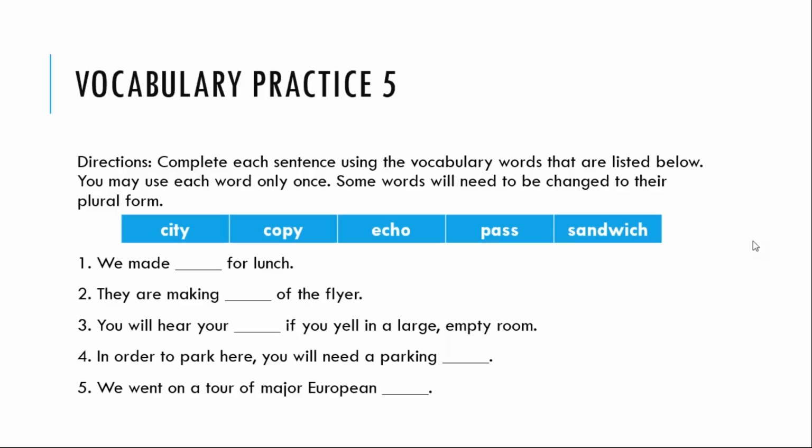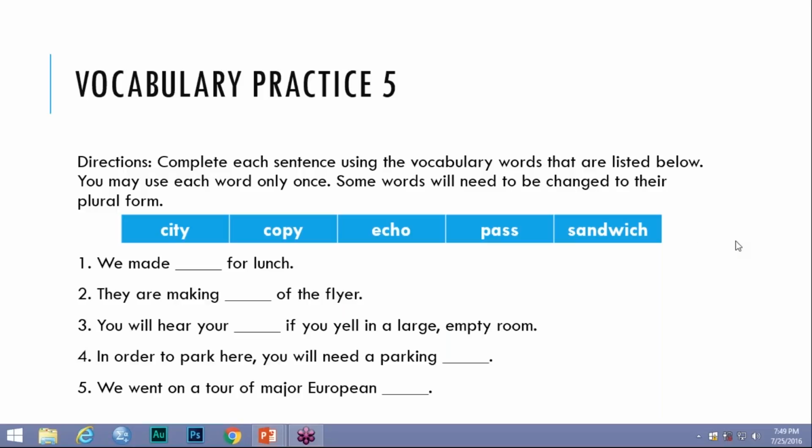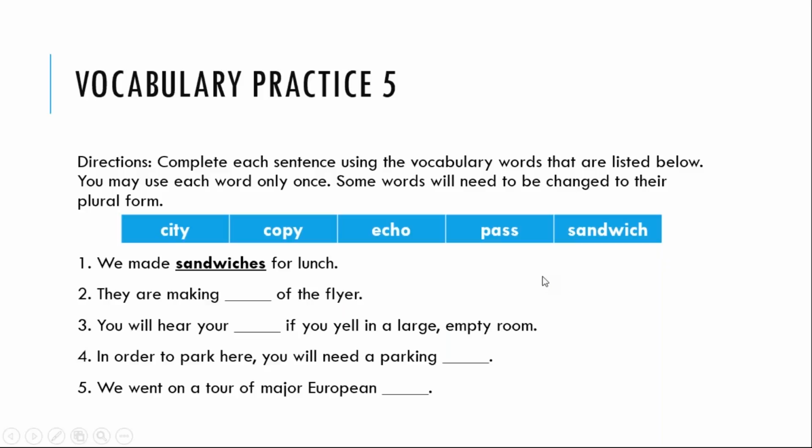Let's see it. Number 1, we made blank for lunch. We made blank for lunch. I got one answer, that is correct. Let me see some more. 2 answers, that is correct. Anything else? Anybody else? We made blank for lunch. What did we make for lunch? What can you make for lunch? We know lunch is food. There we go. Good job. And you put the ES. Correct. Answer, sandwiches. It has to be plural. We made sandwiches for lunch.